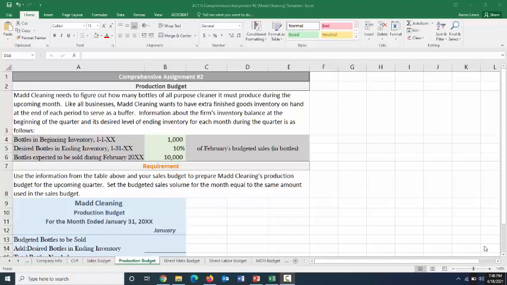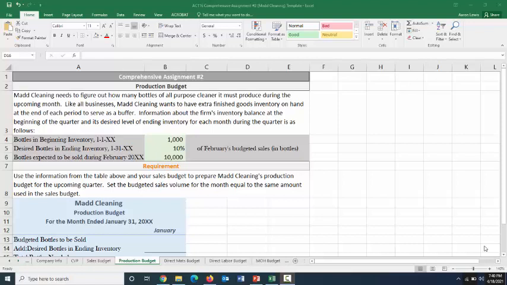Well, first we need to prepare a production budget. And for this example, Mad Cleaning needs to figure out how many bottles of all-purpose cleaner it must produce during the upcoming month. They want to have extra finished goods on inventory on hand at the end of the period for a buffer, and we have the following information to work with.